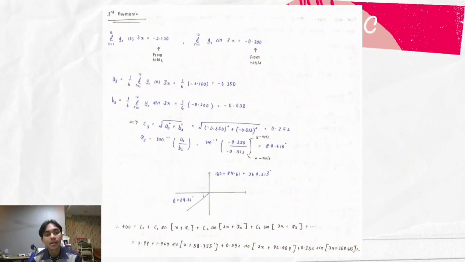So for the third harmonic, we can get from the table a3 and b3. Both a3 and b3 are negative. So the plotting will be on the third quadrant. We get 264.613. So after we get all the values, we must insert them into the formula f(x), which is c naught plus c1 sin(x plus alpha), and so on.